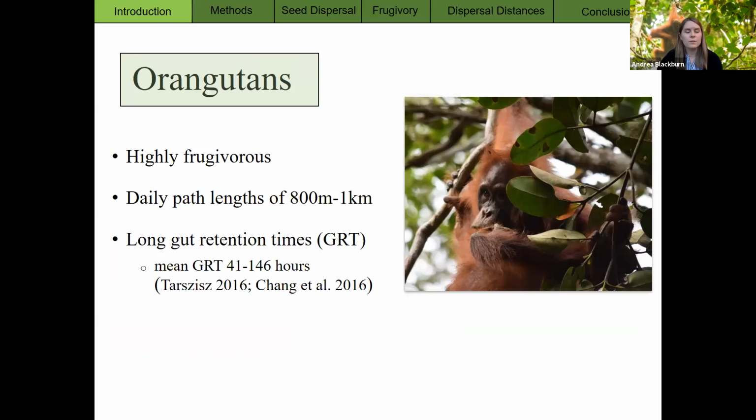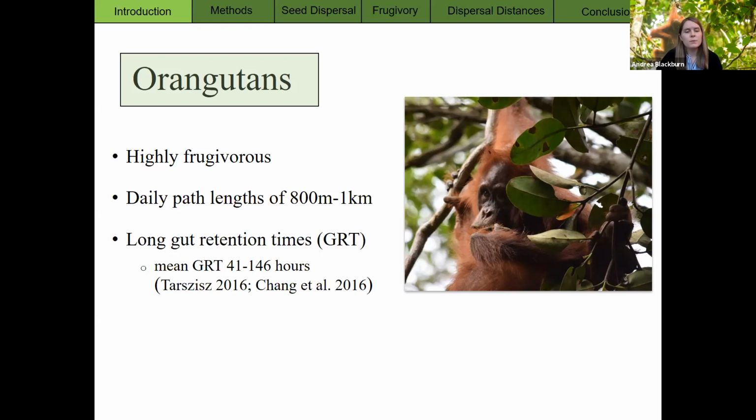Orangutans move on average 800 meters to a kilometer each day, and orangutans also have long gut passage durations, or gut retention times. Captive studies have measured mean gut retention times, which is the duration until half of the swallowed seeds are defecated, ranging anywhere from 41 to 146 hours. So we predict orangutans are dispersing seeds far distances from the parent trees because of these long daily path lengths combined with these lengthy gut retention times.